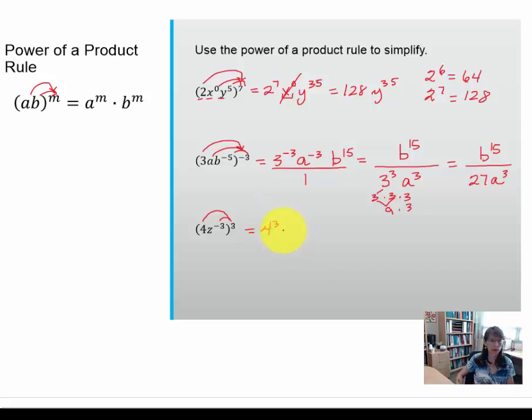4 cubed, z to the minus 9. I notice I have a negative exponent, so I want to be thinking of division of 1 just to help me track what needs to shift. 4 cubed is okay in the numerator. Remember, this means 4 times 4 times 4. So 16 times 4 is 64. But the base of z needs to shift into the denominator as z to the positive 9. And that's all we need to do for that one.